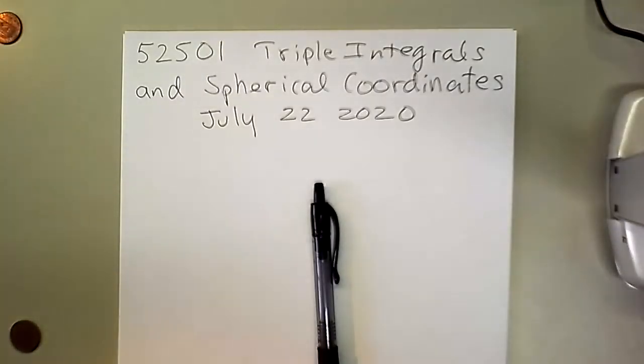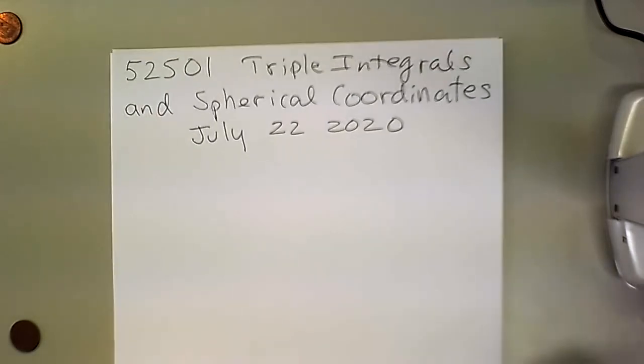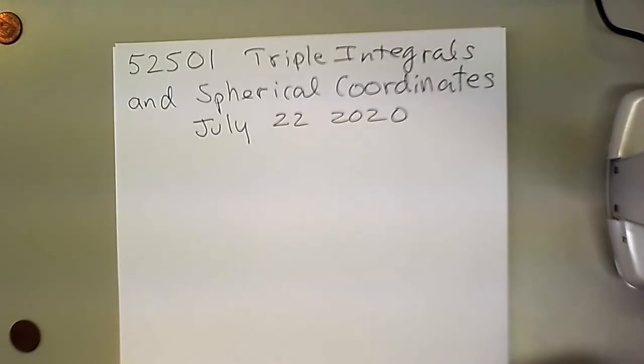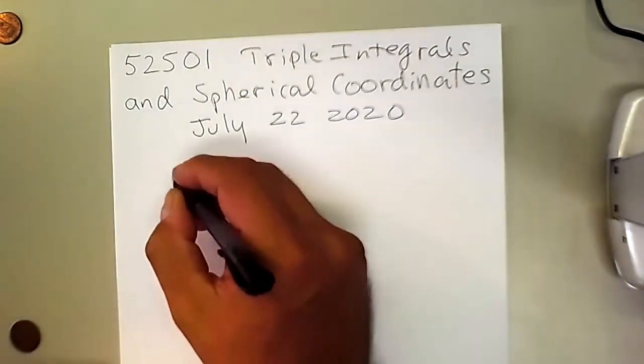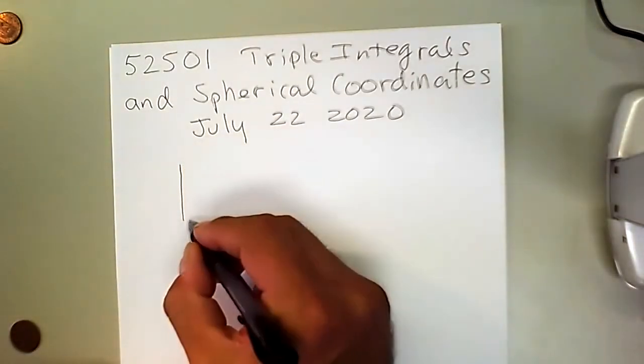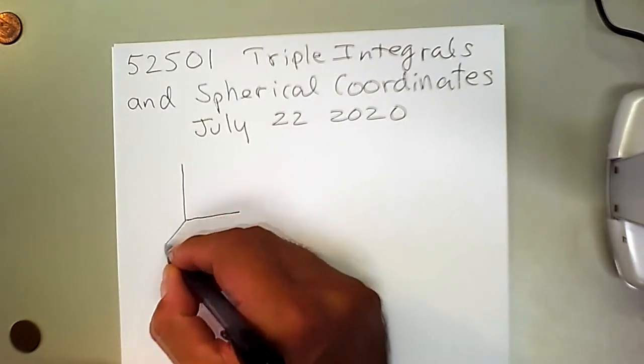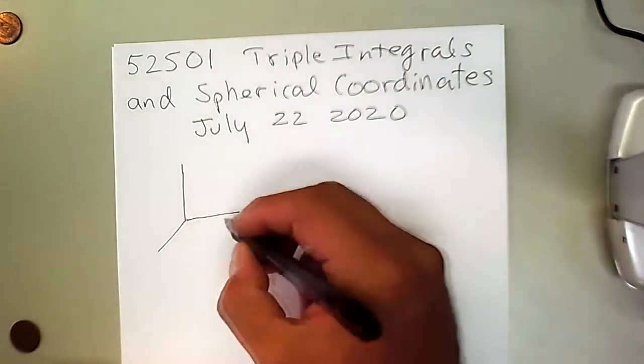We will introduce spherical coordinates and how we do triple integrals using spherical coordinates. These are different coordinates than polar coordinates or cylindrical coordinates. So these are the x, y, and z axes.